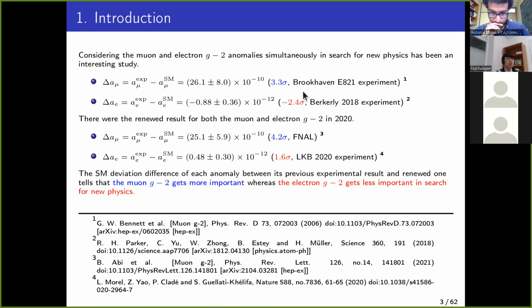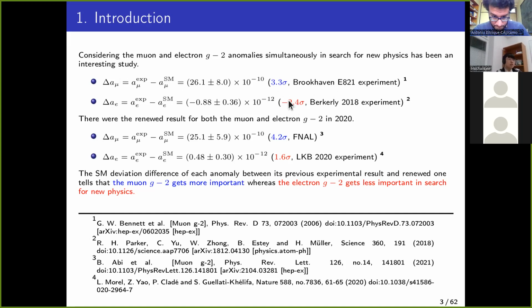Based on the Brookhaven experiment at that time, in 2018, it gave about 3.3 sigma standard model deviation, whereas the electron gives minus 2.4 sigma standard model deviation. So maybe we thought we were able to find some new physics by considering these two anomalies simultaneously.